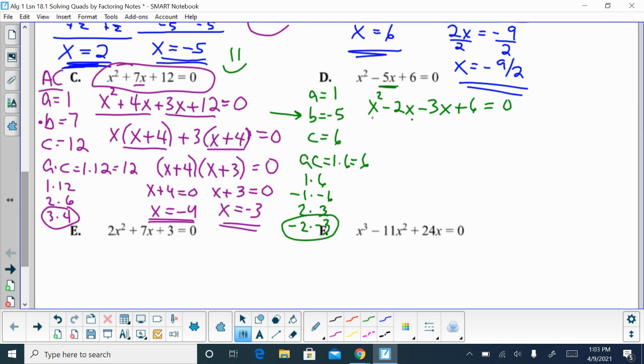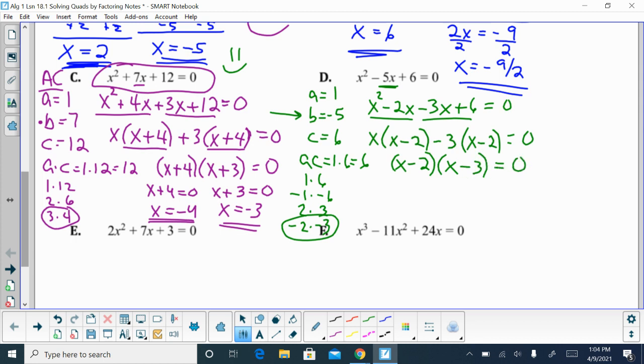Okay, 4 parts. Going to group. So the common factor, GCF, for these 2 terms, x, leaves me with x minus 2. These 2 terms, GCF is a negative 3, leaves me with an x minus 2. And voila, we have a common factor of x minus 2. Now let's take each part, set it equal to 0, and solve for x.